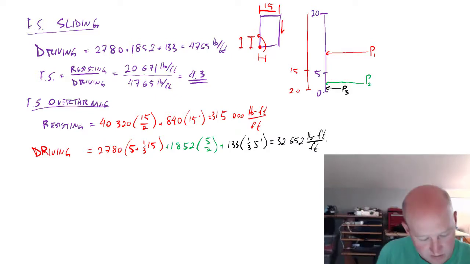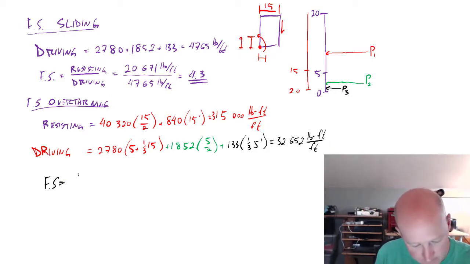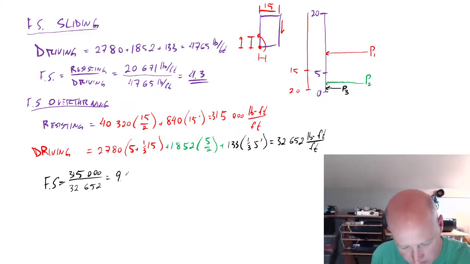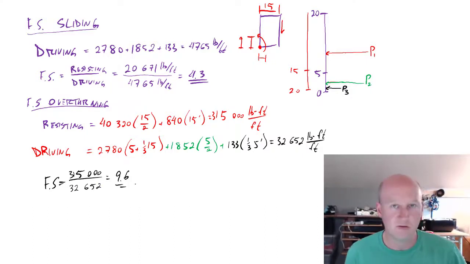So then our factor of safety is 9.6. So here's one example of a factor of safety approach for sliding and for overturning. So it's not too bad. It's basically a statics problem. The trick is getting those forces and keeping track of where the forces land.